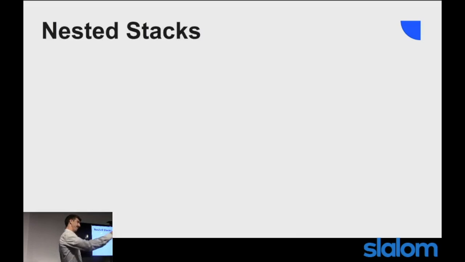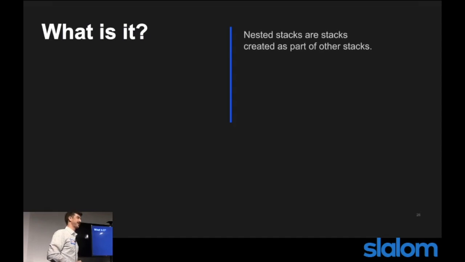Now that Adam has set me up with an awesome little transition, we're going into nested stacks. So what is this? Stacks created as part of stacks. We're just going to keep getting more and more meta. We started with what is an AWS service, and now we're going all the way into writing code. So bear with me, and we're going to see this stuff through. Now, are there any questions about cross-stack resources, or what CloudFormation is so far?